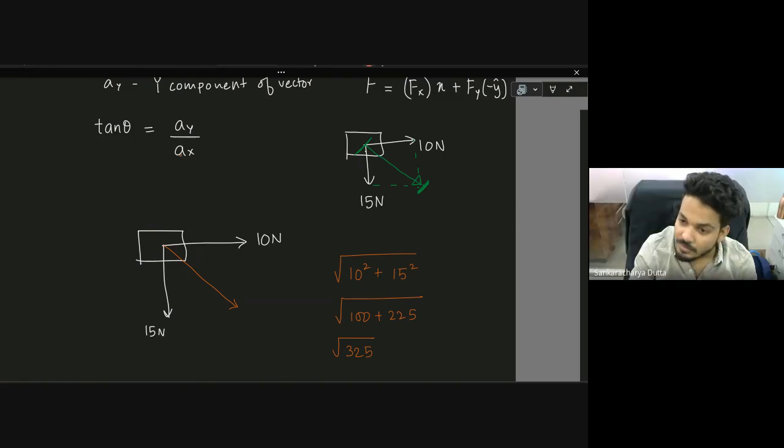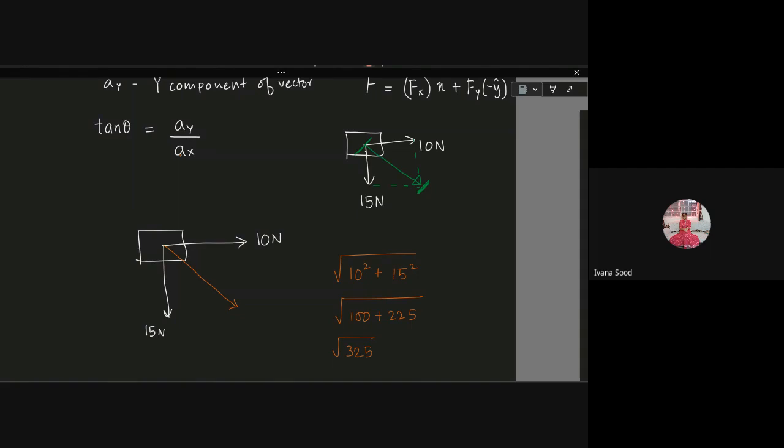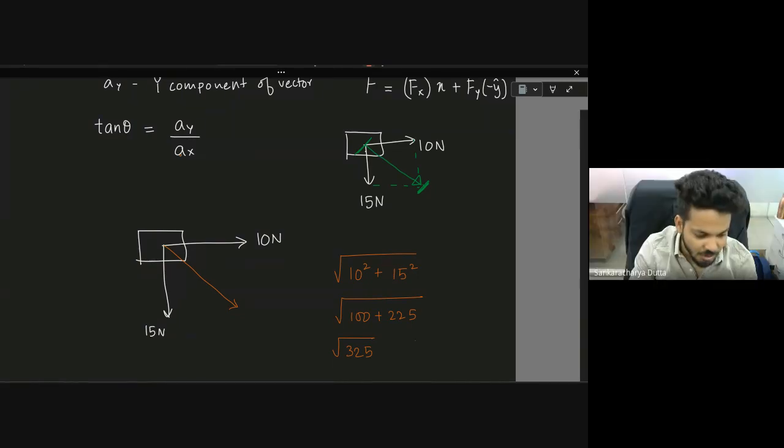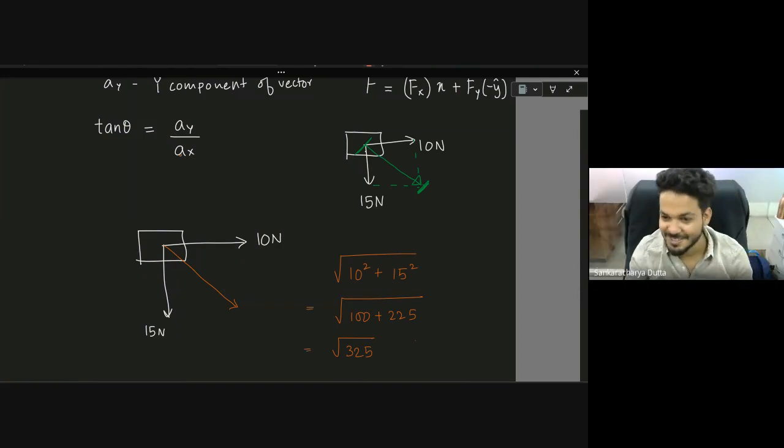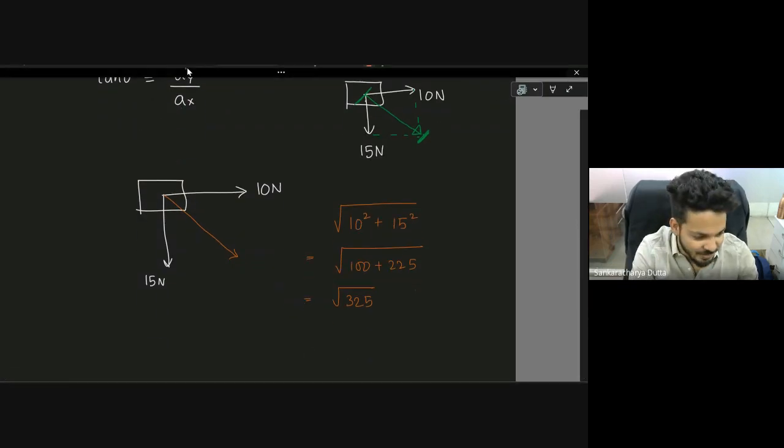See, this thing we can change to 5 root 13, root 325. Oh, you're telling me the value of root 325? Yeah, I don't know how much that is, but it is whatever it is. I made up the question on the spot, so we are not expecting some really good values here.